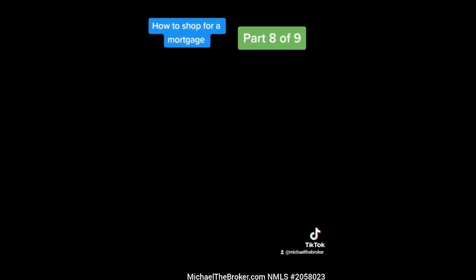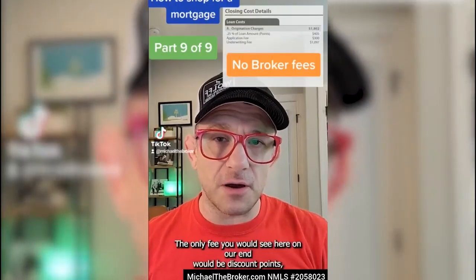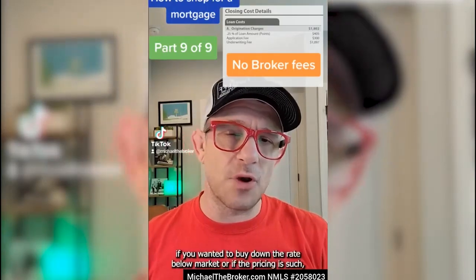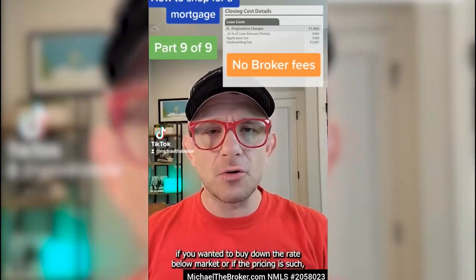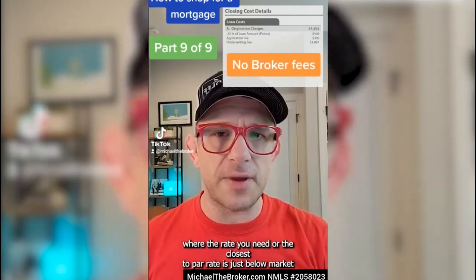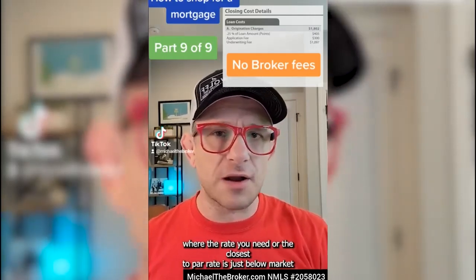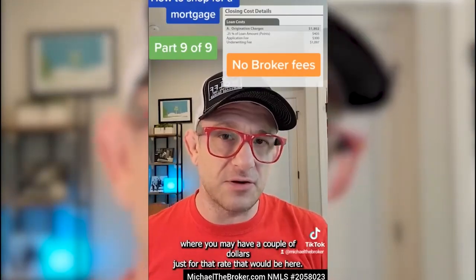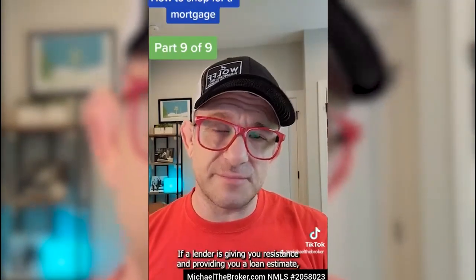The only fee you would see here on our end would be discount points, and that would be at your option. If you wanted to buy down the rate below market, or if the pricing is such where the rate you need or the closest to par rate is just below market, where you may have a couple dollars just for that rate, that would be here. If a lender is giving you resistance about providing you a loan estimate, you may need a different lender. But you're totally entitled to get a loan estimate so you can properly compare fees if you're obtaining home financing.